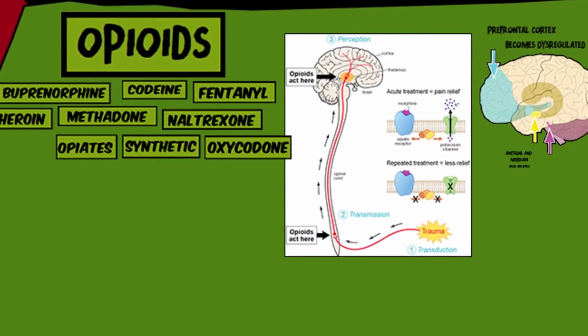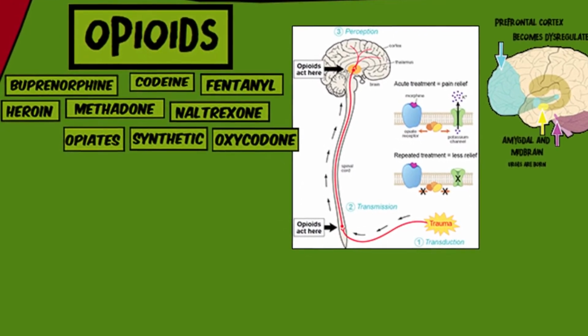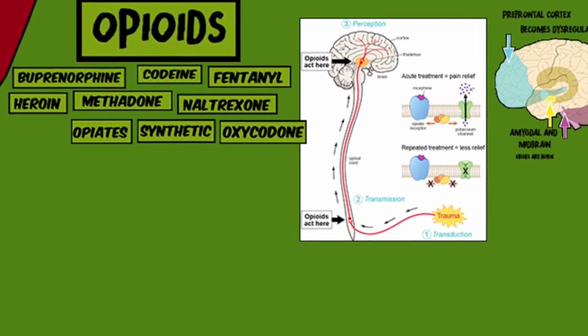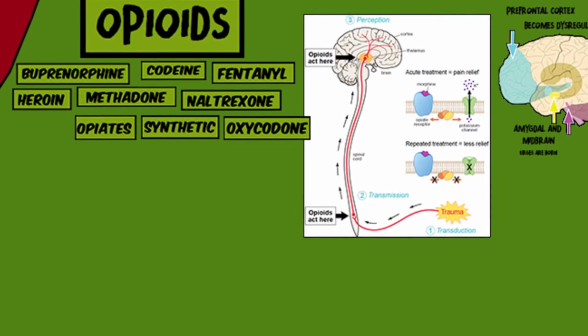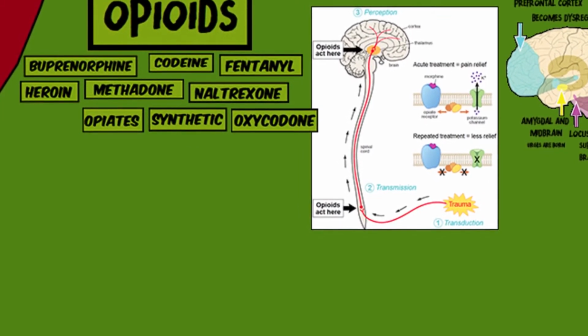Then you have the amygdala and the midbrain. This is where the urge to keep using opioids is born. The midbrain helps steer behavior based on what it has experienced. Then you have the locus coeruleus and the brainstem. I'm not sure if I pronounced that name correctly.